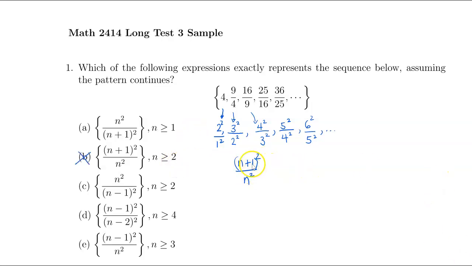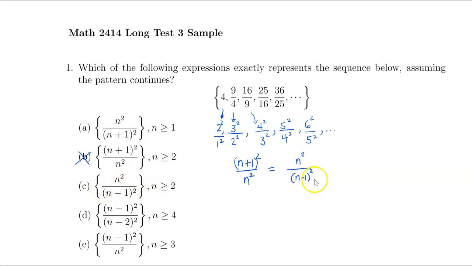Now let's try to manipulate this expression here so that one of the choices would work. What we notice is that the base in the numerator is 1 greater than the base in the denominator. That means that if my base in the denominator is n minus 1, then the base in the numerator would be n. So those two are just equivalent. Then which one would that be? Letter C. So now let's see if this works.